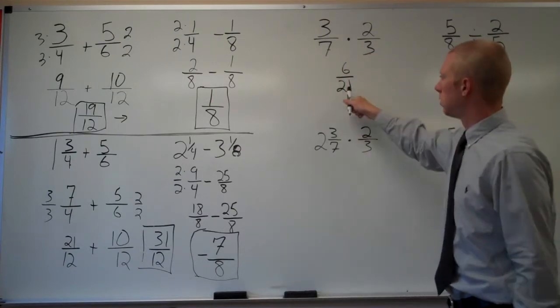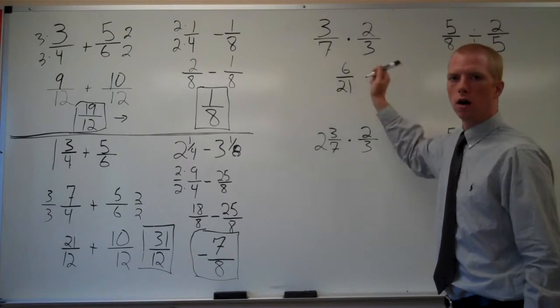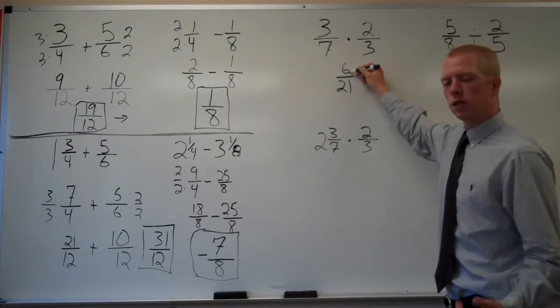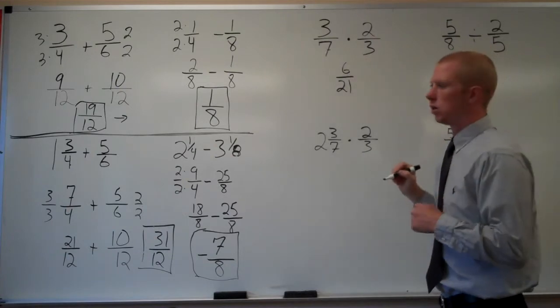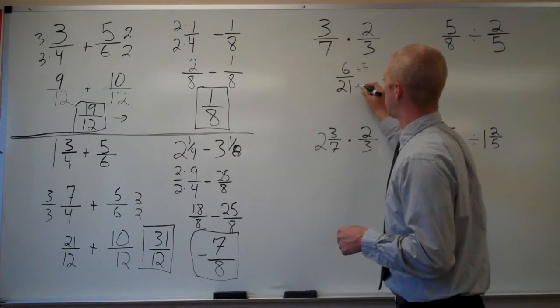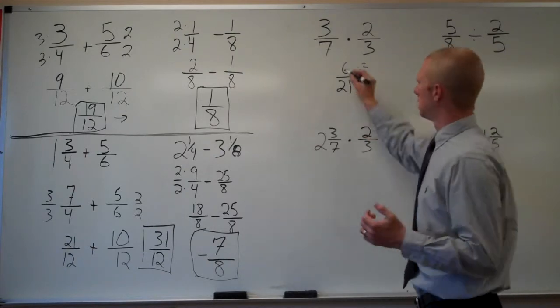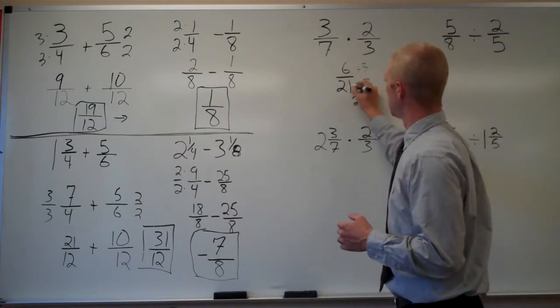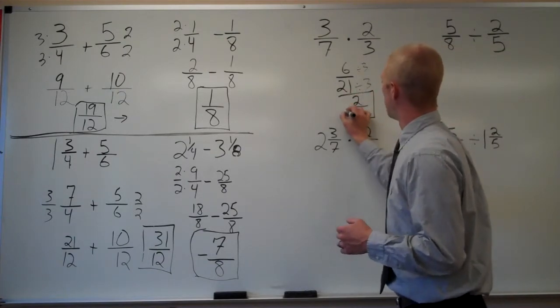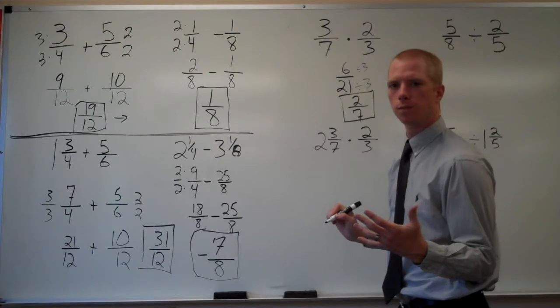Now you're going to look and say, well, the factors of 21 are 3 and 7. And the factors of 6, well, 3 is a factor of 6 also, so let's reduce by dividing by that common factor. 6 divided by 3 is 2. 21 divided by 3 is 7. Your final answer is 2 over 7.